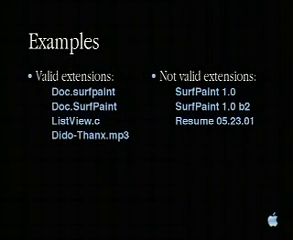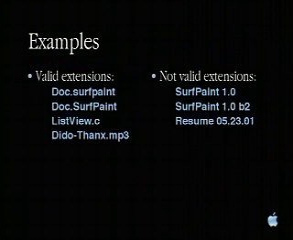So what are some examples of this? Well, the first two are similar document names. They both have a surfpaint extension with slightly different capitalization. Those are actually recognized as the same extension. Extensions are always matched case insensitive. So those are the exact same extension. Listview.c, of course. And the last one, an MP3 file that has a digit in it, but it also has letters, so it's a valid extension.